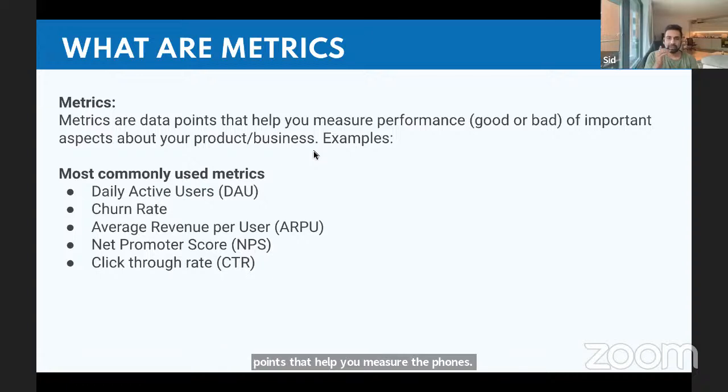If you think about real world scenarios, when you, let's say, buy a car, a lot of people ask the question of what is the mileage, or what is the engine capacity. All of these are metrics. You're measuring the performance of the car through these metrics.